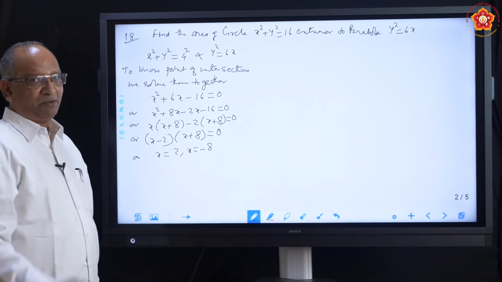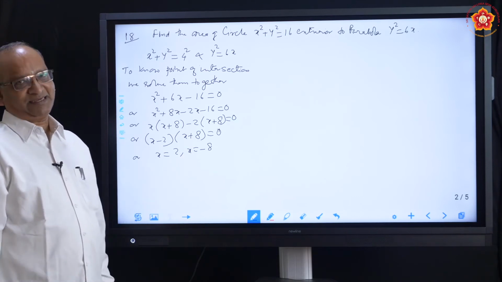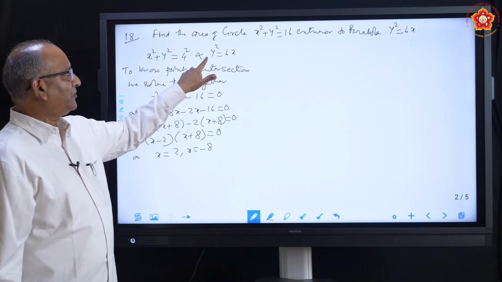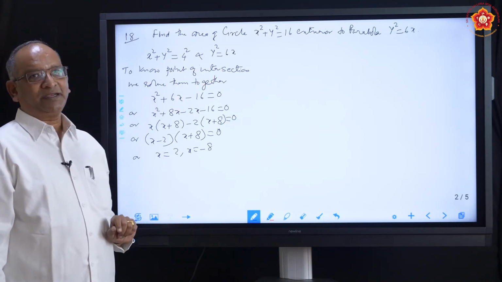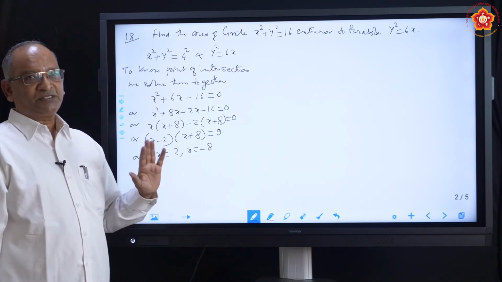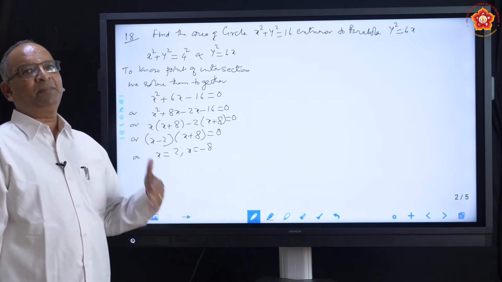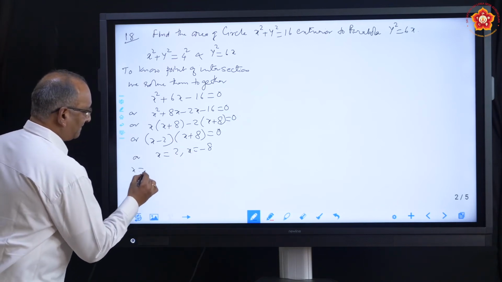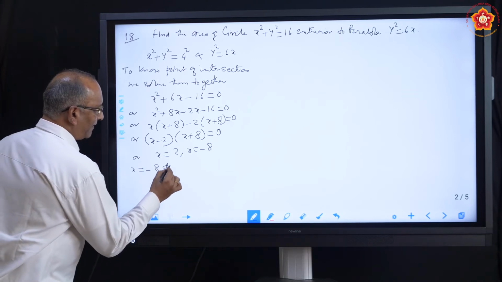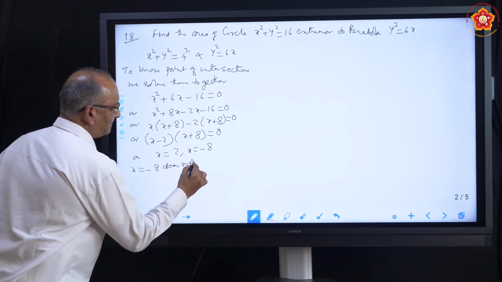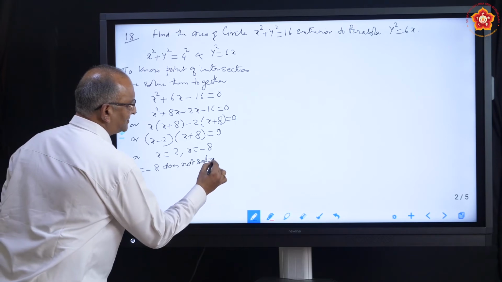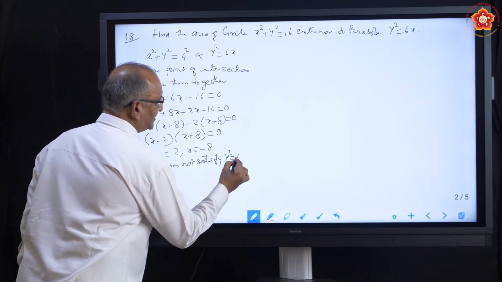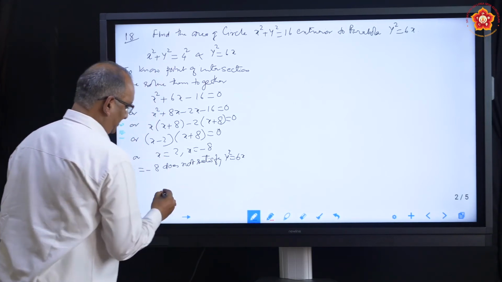Just like the previous problem, this negative value we reject. Why? Because if we substitute x equal to minus 8 here, you are going to get y square equal to minus 48. y square cannot be negative. Since the square of any number cannot be negative, we reject x equal to minus 8. It does not satisfy, what does it not satisfy? y square equal to 6x. So we reject.